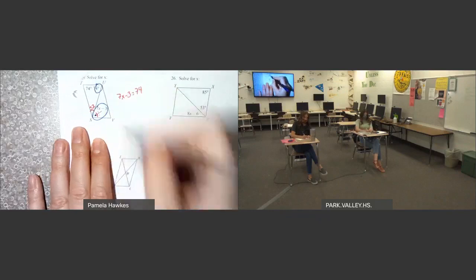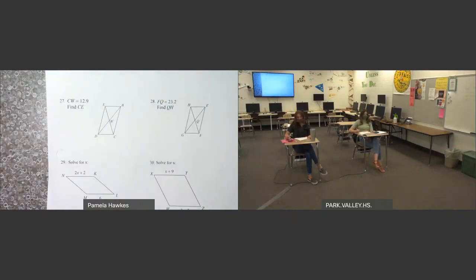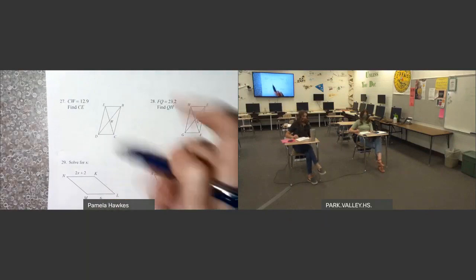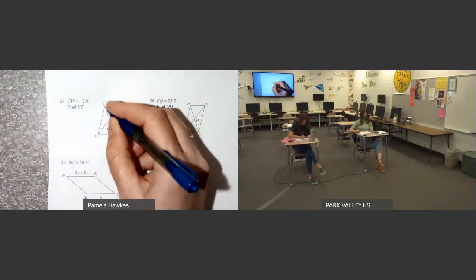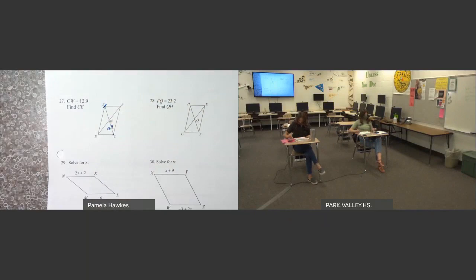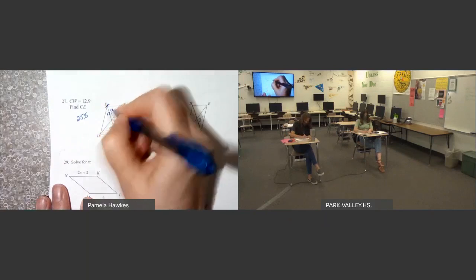Because why? Alternate interior angles. We can solve it now, right? Okay, look at this one. It says C to W. Right here is 12.9. How big is it from C to E? How come? Yeah, it's 25.8 because they're the same. This is 12.9, and then I add them together.